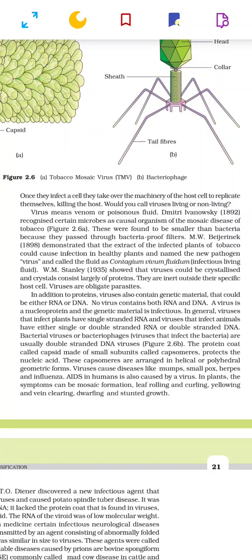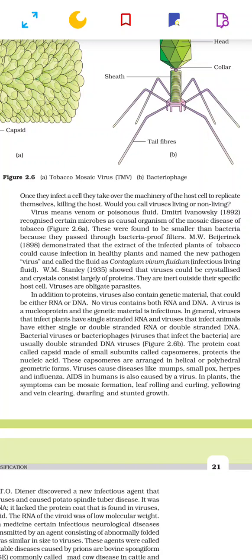Figure 2.6a. These were found to be smaller than bacteria because they passed through a bacteria-proof filter. M.W. Beijerinck in 1898 demonstrated that the extract of the infected plants of tobacco could cause infection in healthy plants and named the new pathogen virus and called the fluid Contagium vivum fluidum, infectious living fluid.